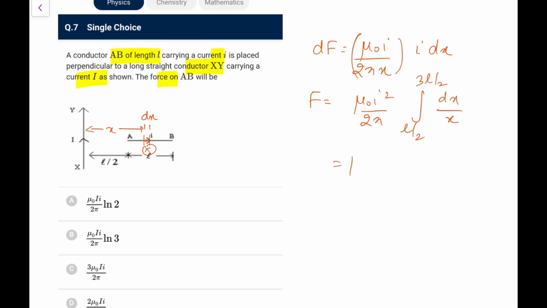So what we'll have, mu naught I square upon 2 pi, or I1 I2, whatever we can write, I have taken them to be same. So if it is different, it is I into I, so that you can make it out. And this, if you solve it, would be ln x, so it would be ln 3. So as per the option, it should be this one. Option B is the most appropriate one.